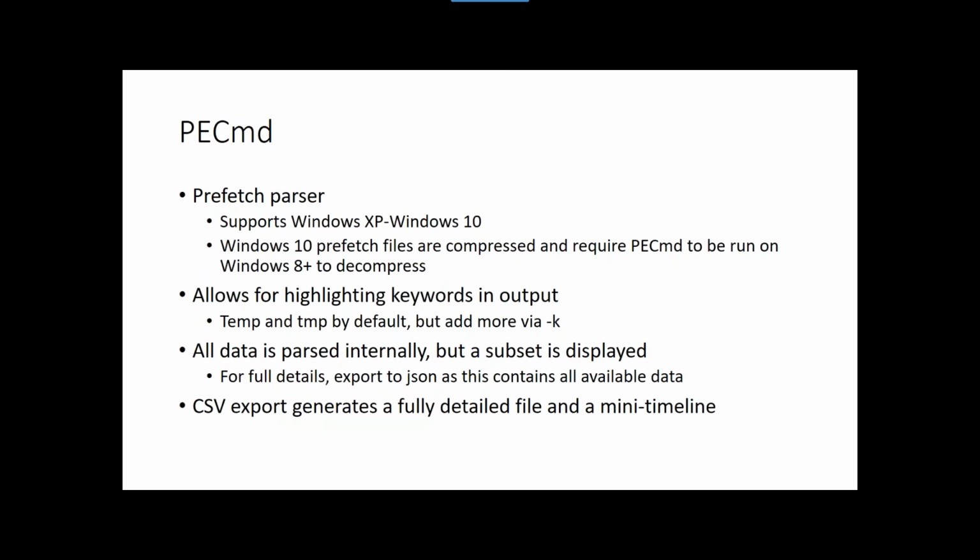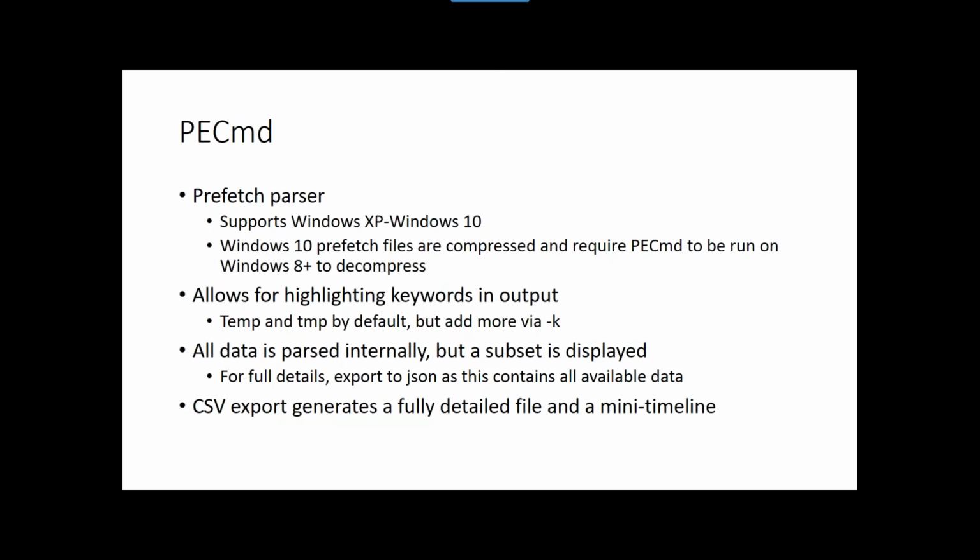So I rely on the Windows API, which means if you're going to run PE-CMD against Windows 10 prefetch files, you need to be running on Windows 8 or better, because that's where the API exists. If you do that, it'll work fine. If you run it on Windows 7, it'll just say, hey, I can't decompress this, I'm missing the API. So other than that, everything's seamless. You don't need to tell it what operating system or anything like that. It'll figure all that out for you.